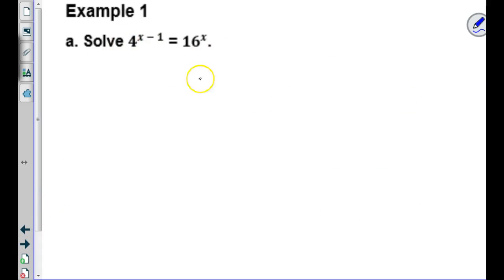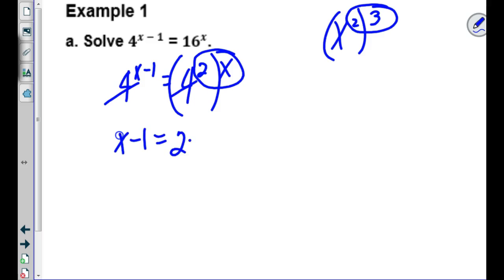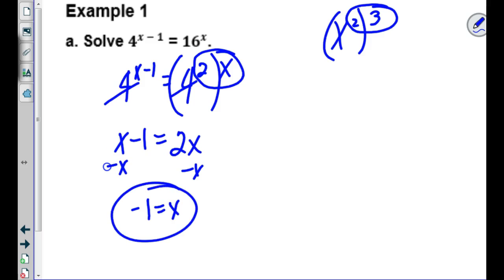Can I write these both as powers of the same base? 4 to the x minus 1. Could I make this a power of 4? So I have 4 to the x minus 1 equals 4 squared to the x. And anytime you have an exponent inside and out, what are you doing with these two? Multiplying. So this becomes a 2x. All right, then I have the same base, so I can get rid of the base. So I have x minus 1 equals 2x. If I subtract an x, I have negative 1 equals x, and that's what's on your notes, right? Those are done for you?